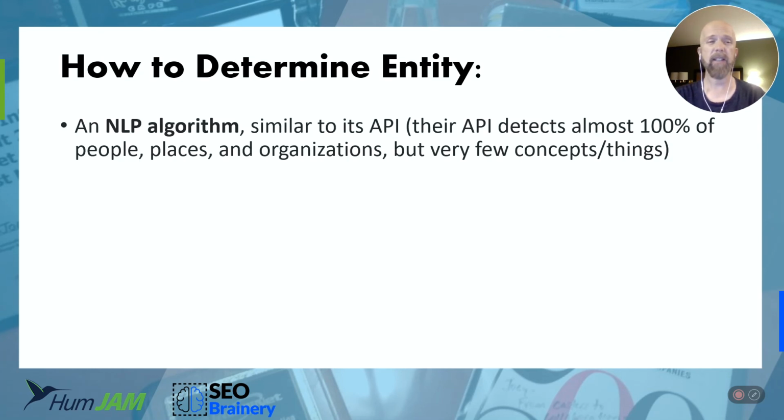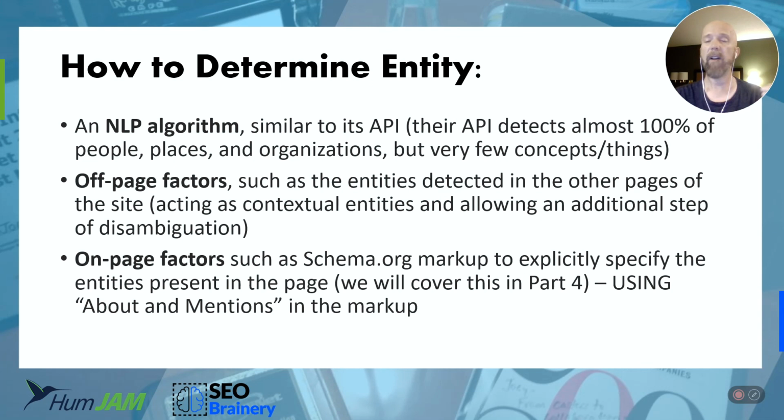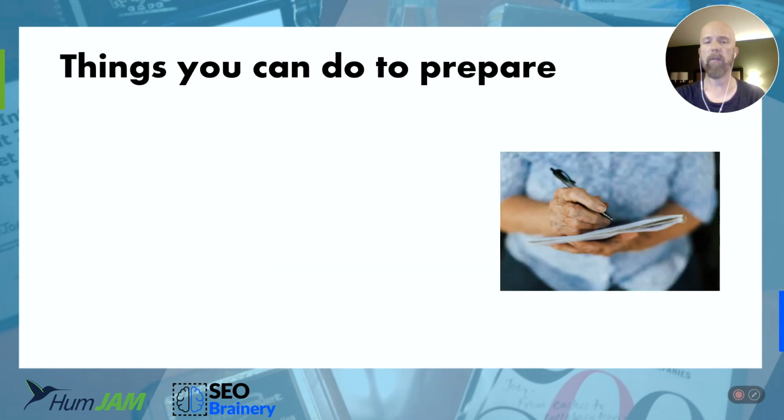How do you determine the entity? The NLP algorithm will run through the page, and it detects people, places, things, that kind of thing. Off-page factors can also determine the entity, basically anything that's pointing to it and making sure that it's understanding what that page is, like a map or a Wikipedia page or something like that. And then on-page factors is basically the markup that you put on your page that we're going to show you how to do. We're going to cover this in part 4, using abouts and mentions. So when you have an entity that you want to connect to your page, you can connect it through abouts and mentions that we'll cover in part 4.